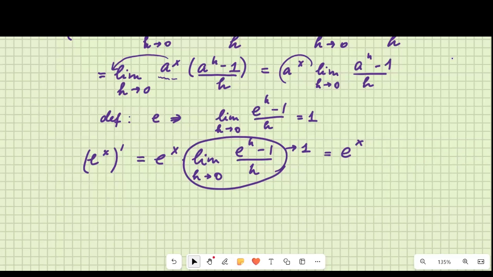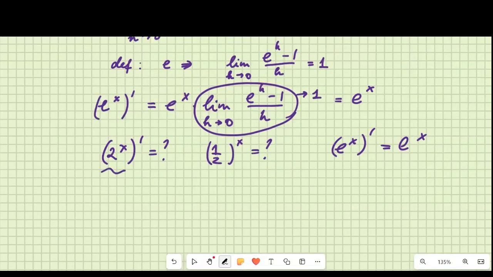Well, so far, guys, we learned how to differentiate e to the power of x. It's a strange number, which is going to be called the base of natural logarithms. And that's good. We don't know how to differentiate all other numbers. For example, we still don't know how to differentiate 2 to the power of x, or 1 over 2 to the power of x. The only function we know how to differentiate is e to the power of x, and the derivative of it is e to the power of x. We are going to learn these in the next lecture.